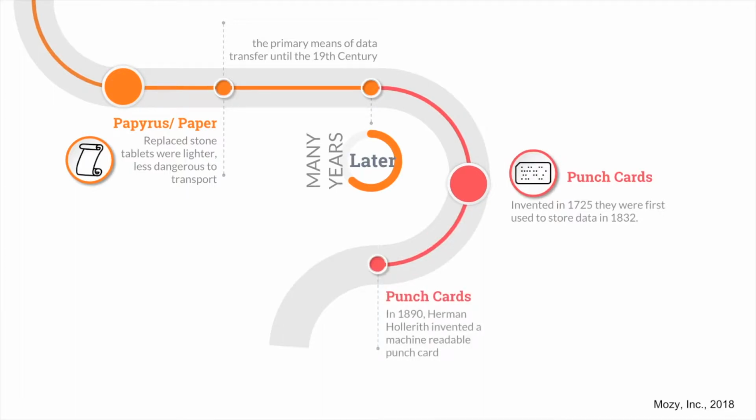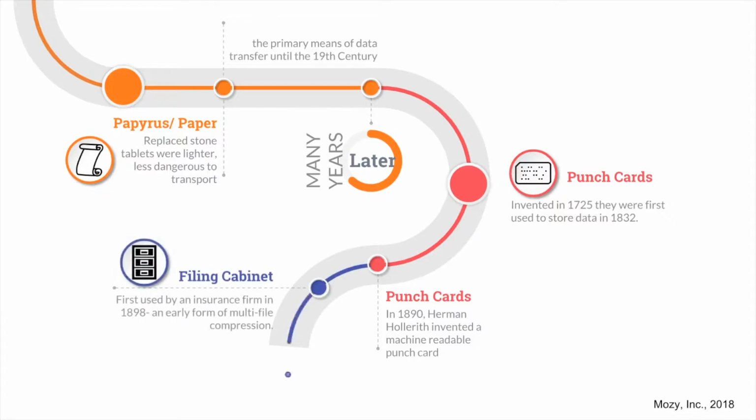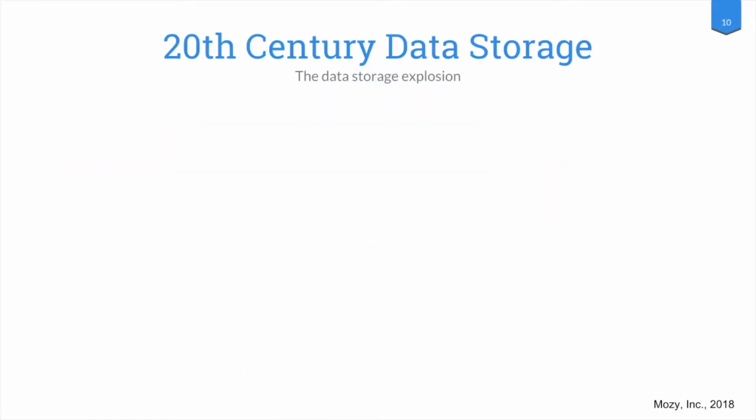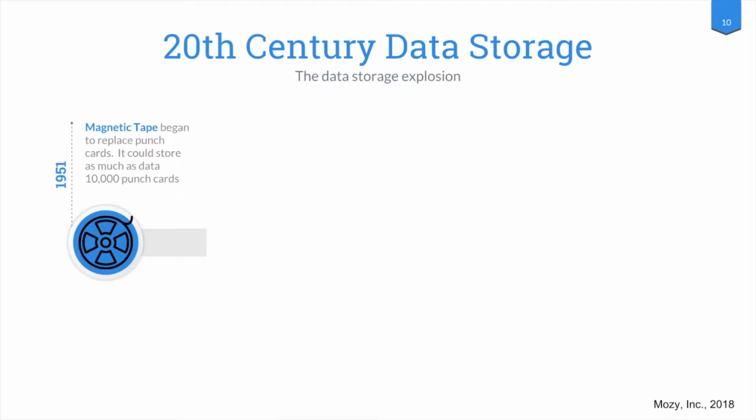In 1725, punch cards were invented, but they weren't used to store data until 1832. And in 1890, Herman Hollerith invented machine-readable punch cards. And at about the same time, an insurance company started using the filing cabinet, which was an early form of multi-file compression data storage. In the 20th century, there was an explosion of data storage. In 1951, magnetic tape began to replace punch cards. It could store as much data as 10,000 punch cards.